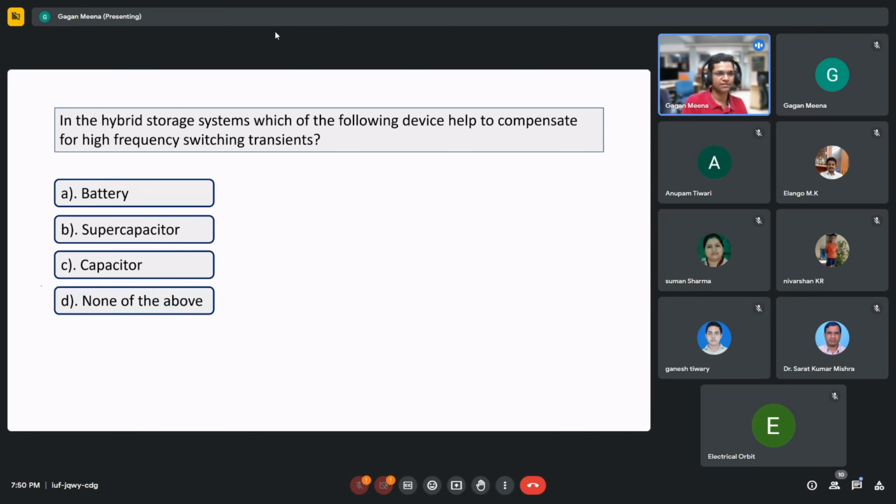We have discussed this. In a hybrid storage system, which of the following devices helps with the fast switching channel? Correct. So it's a supercapacitor, or ultracapacitors. It's very high.